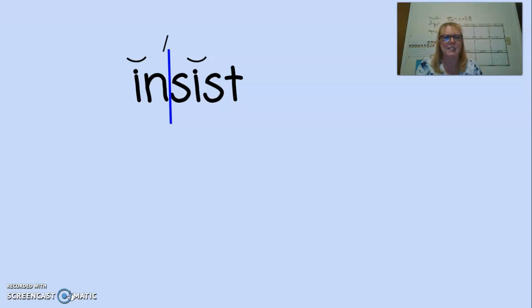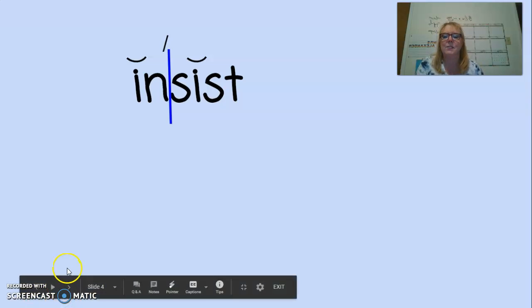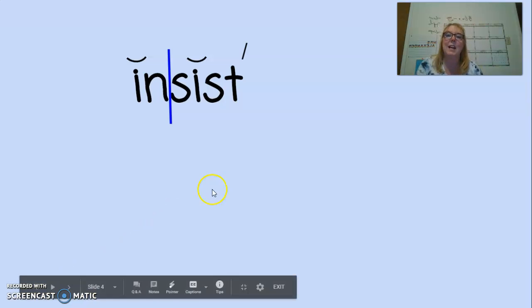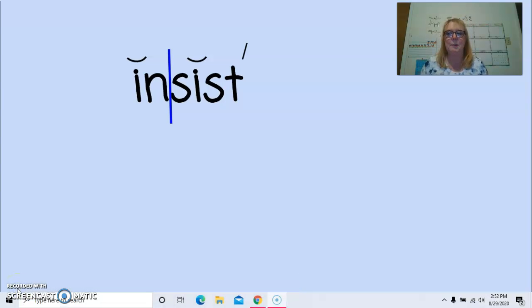Well, not quite. What happens if I move the accent to the second syllable? Now let's read it again with the accent on the second syllable. Insist. Does that sound more like a word we know? It does. That sounded better. So words with the vowel, consonant, consonant, vowel pattern usually divide between the two consonants. And we accent the first syllable usually in English words. But if that doesn't work, then try accenting the second syllable.